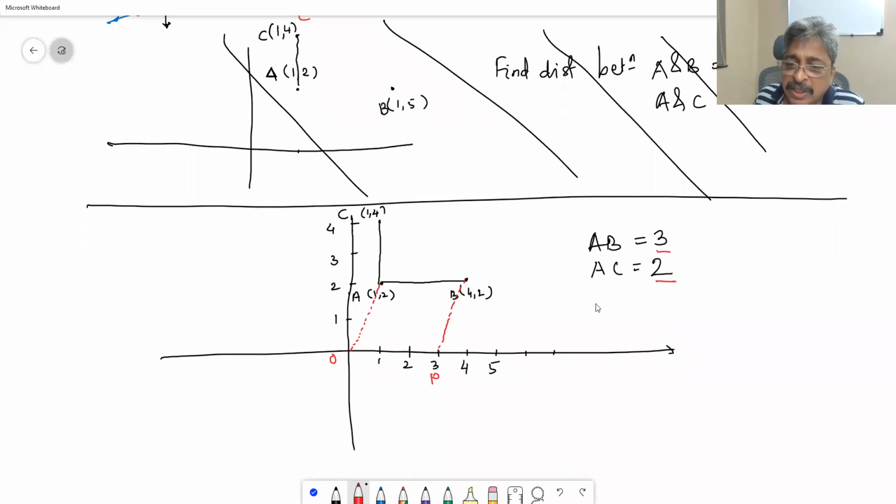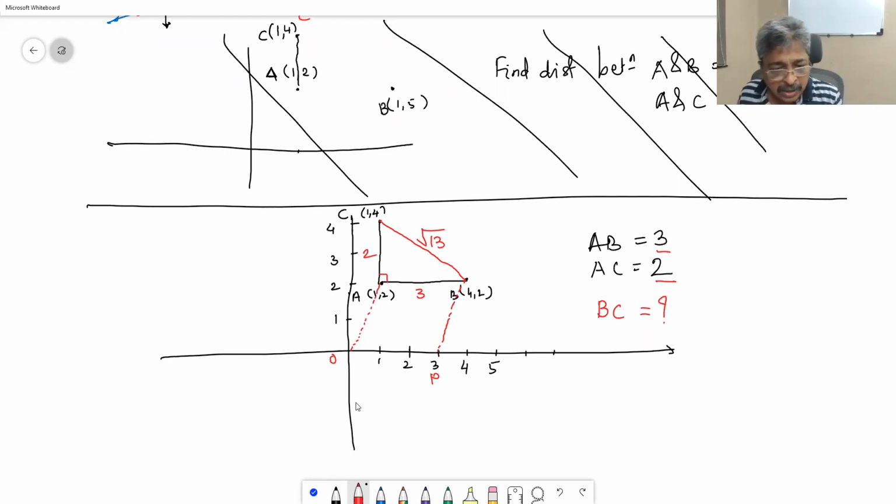Now the question is, how much is BC? Big boss Pythagoras is helping us find the first very important formula in two-dimensional geometry, the distance between B and C. The distance between points B and C is root 13, because this was 2, this was 3. By Pythagoras theorem, this is root 13.